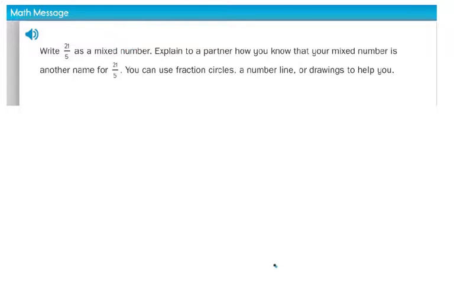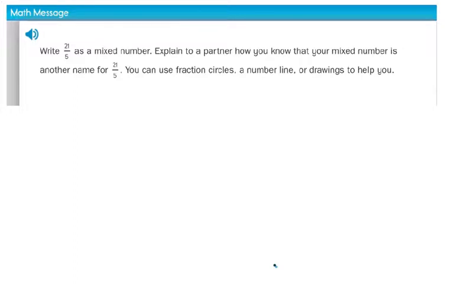What you're going to do is explain to your whiteboard, show me on your whiteboard, how you know that your mixed number is another name for 21/5. You can use fraction circles, a number line, or drawings to help you. So the first thing I want you to do is to think of 21/5 as 21 divided by 5.